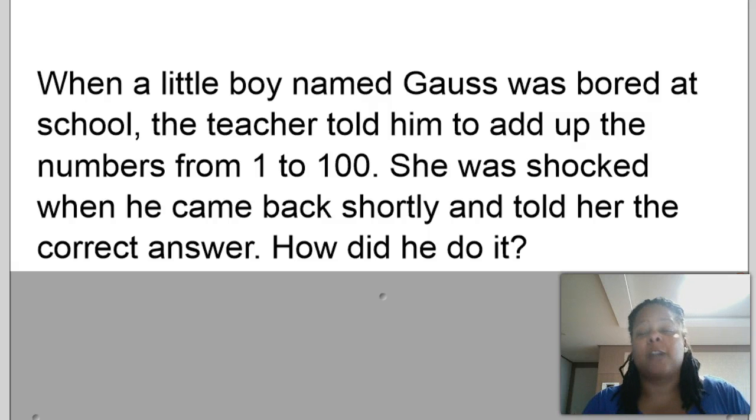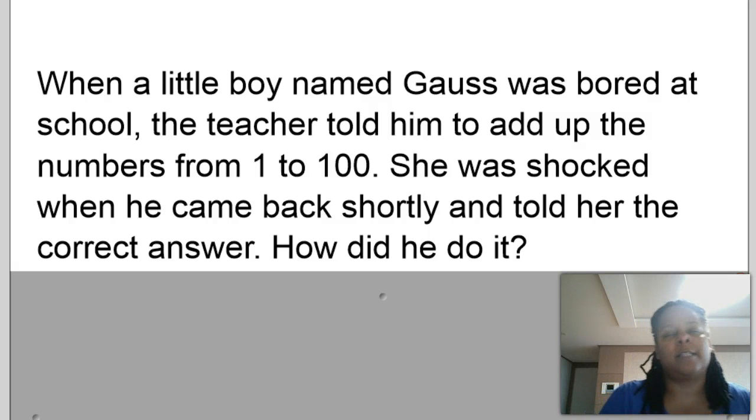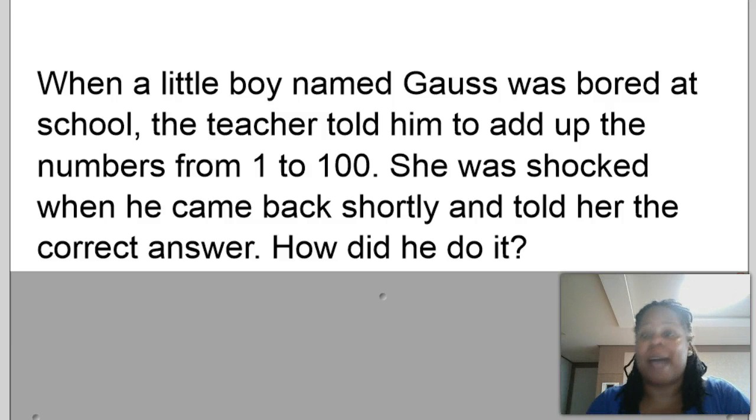But when Gauss was a little boy, he was bored at school, and his teacher was so frustrated because he was so bored, and he already finished his work. So she just told him, "Gauss, go stay in the corner and add up the numbers from 1 to 100." And she was shocked when he came back shortly. And he even told her the correct answer, which was 5,050.